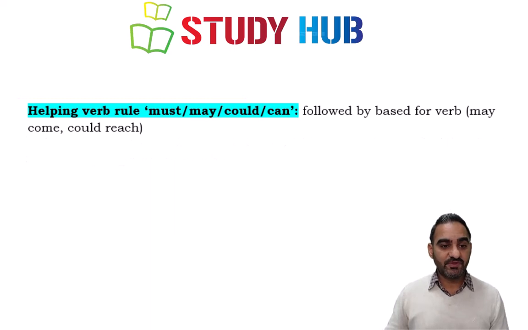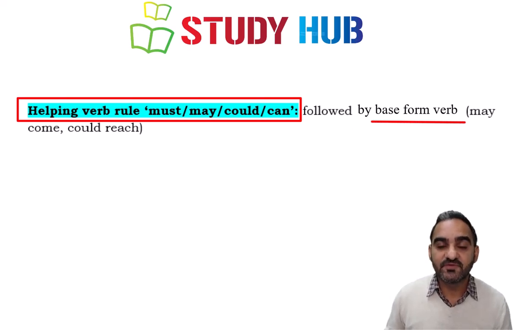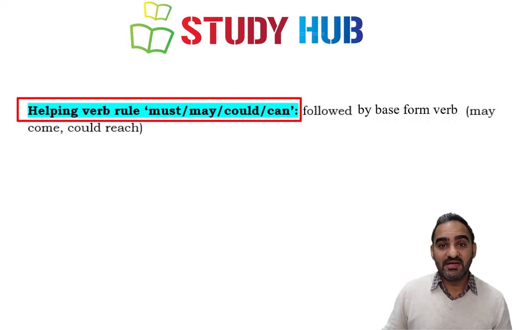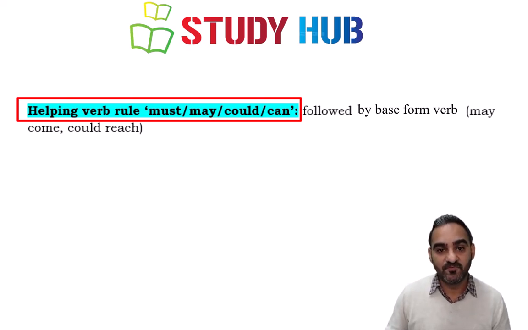This is the last rule, which we call the helping verb rule. If you see a blank after must, may, could, can, it will always be followed by a base form verb. That is the grammar rule, right? Like I will do it, I can perform this, I should learn this, I could do this. All these, learn, do, perform, are base form verbs.